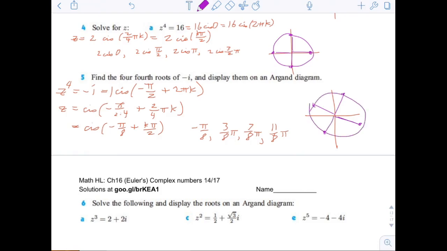So this is an example of 4 roots to a complex number, not a real number. So they are not conjugate pairs, right? They're just kind of like in whatever direction, but they're evenly spaced out as usual.